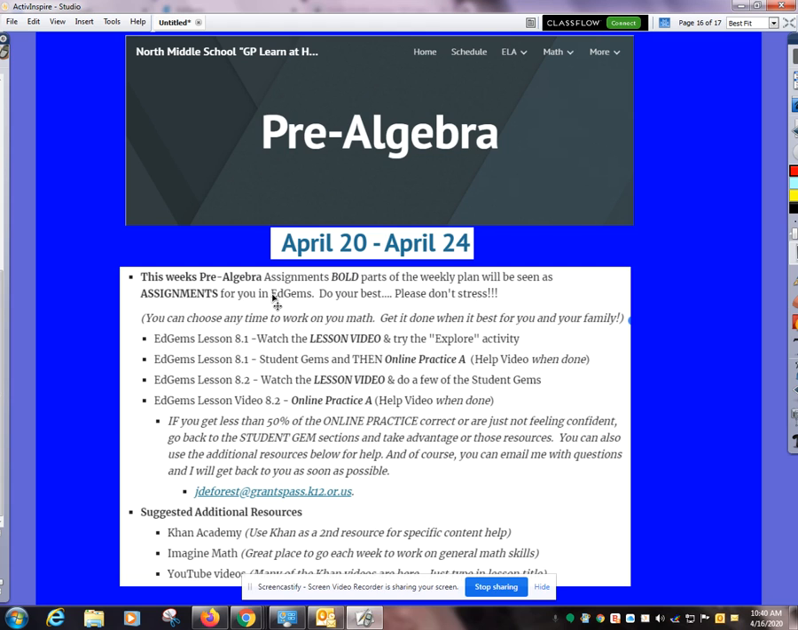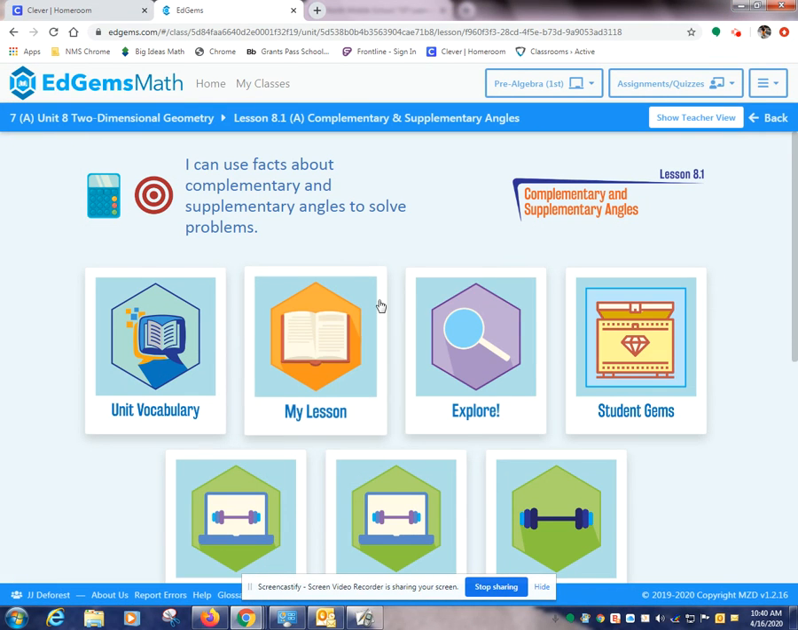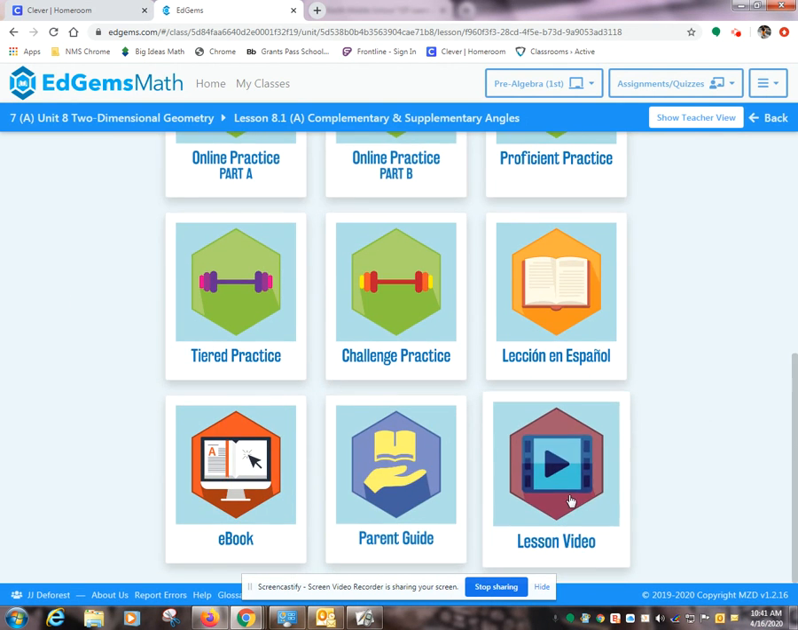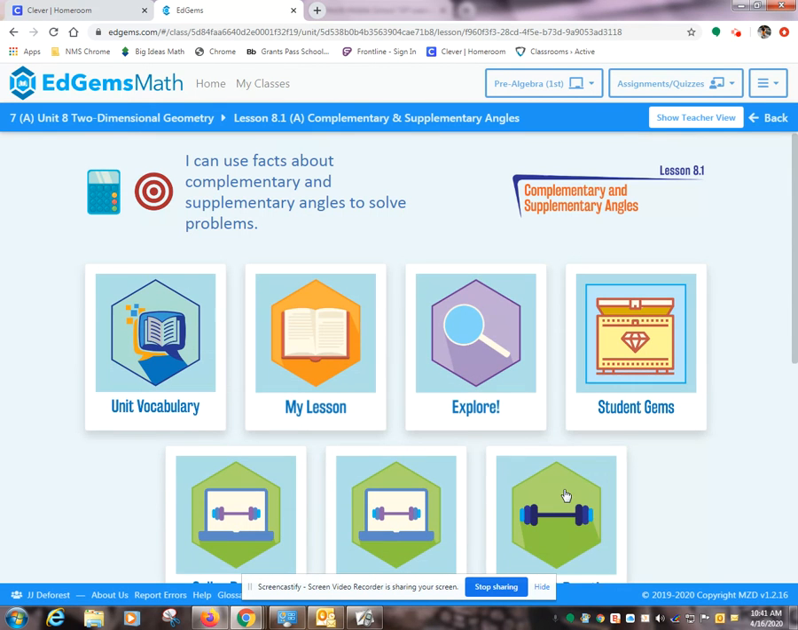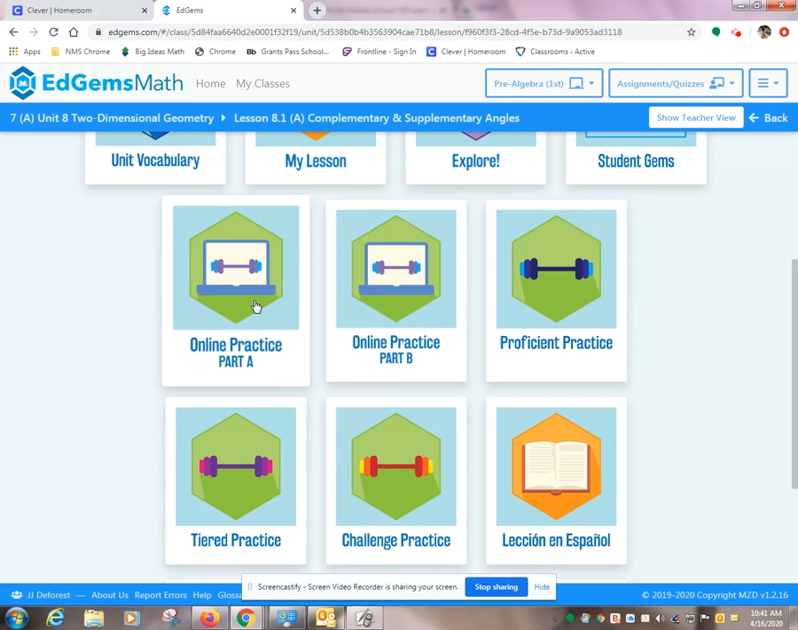When you are at the website itself, you're going to see that there are assignments for you. Make sure you're always accessing from Clever directly into your Google account. So go to the Internet, get into Clever, and go to EdGems, and then boom, there you are. 8.1, complementary and supplementary angles. You hopefully are looking at the vocab, pre-reading the lesson, and then of course watching that video, taking notes, and doing the practice. The next thing is to jump into those explorers and student gems until you're confident, and then we do the online practice A.